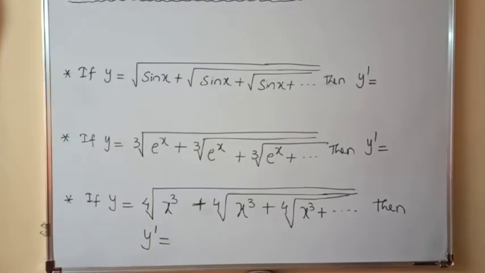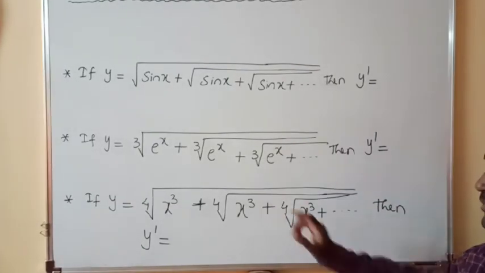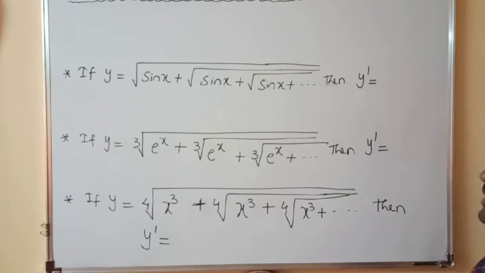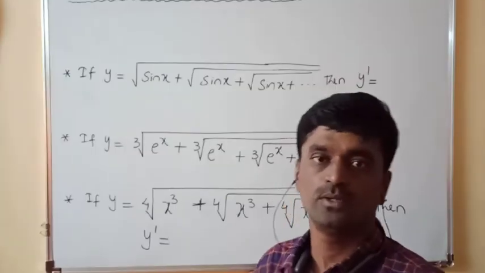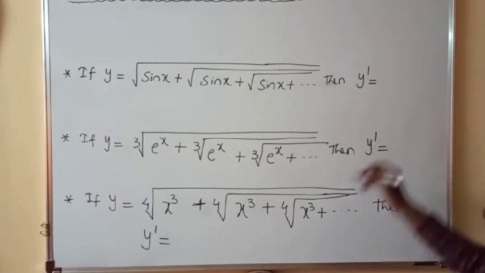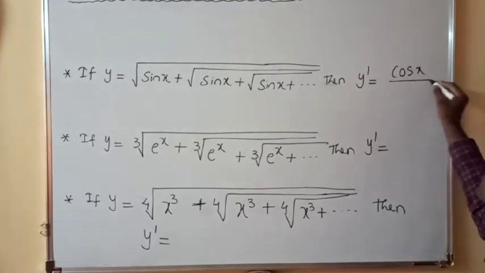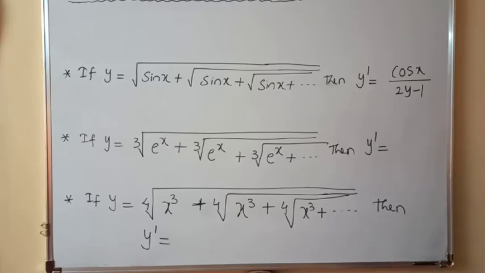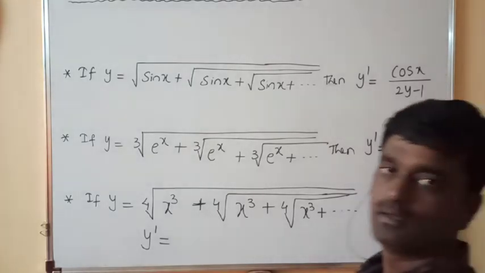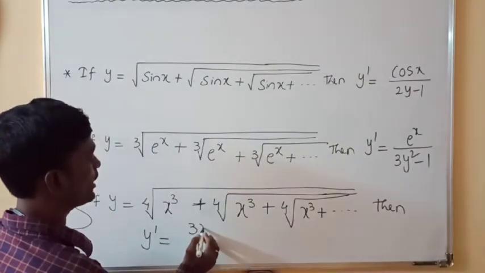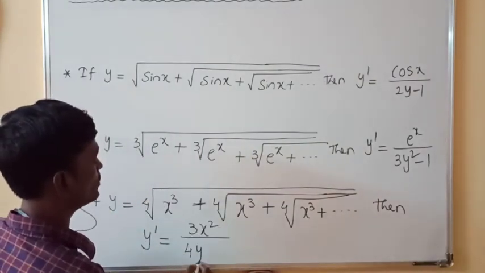If y is equal to square root of sin x plus square root of sin x plus square root of sin x plus and so on infinite terms, then what is y dash? So this is the square root, next one cube root, next one fourth root. So what is the dy by dx? Just by looking at this question only you can write the answer. So shall I write the answers? See here, first question answer is cos x by 2y minus 1. And second question answer is e power x by 3y square minus 1. And third question answer is 3x square by 4y cube minus 1.